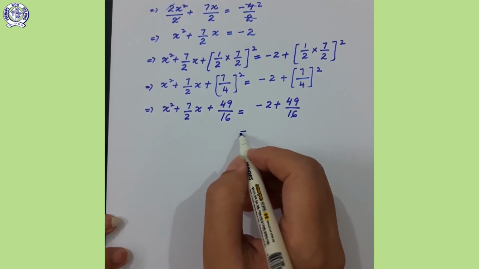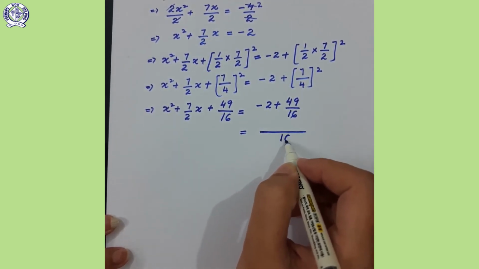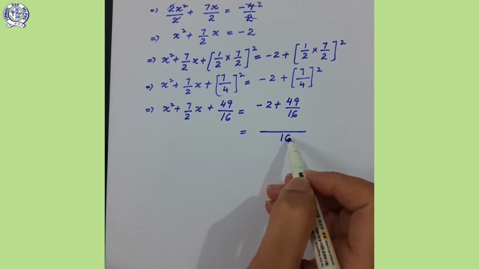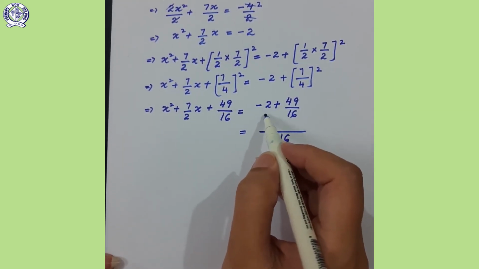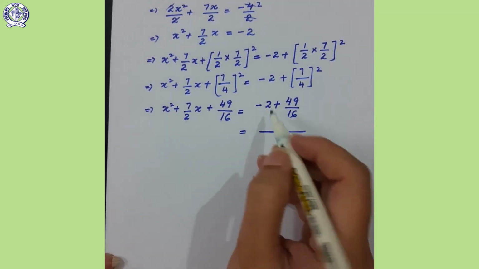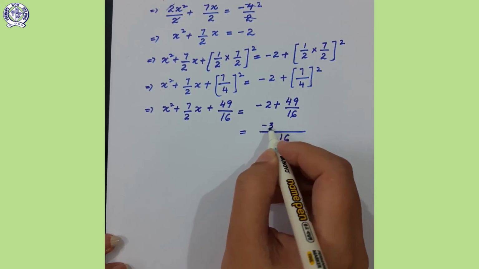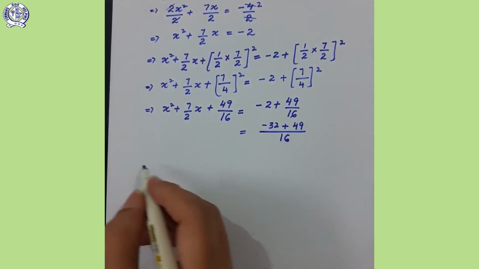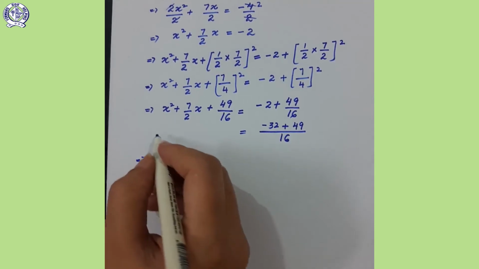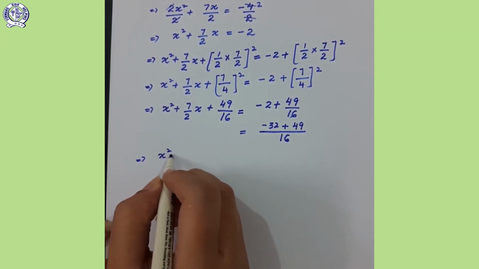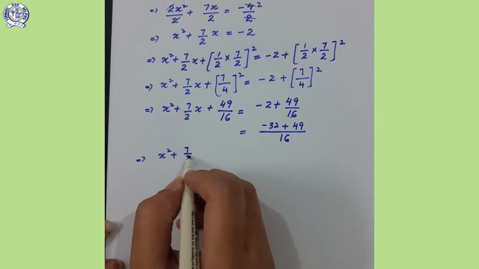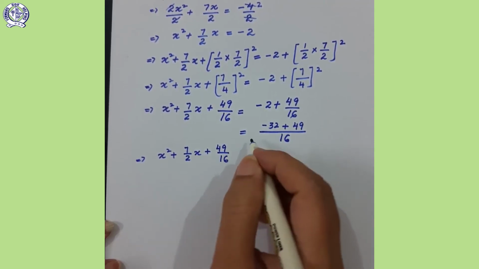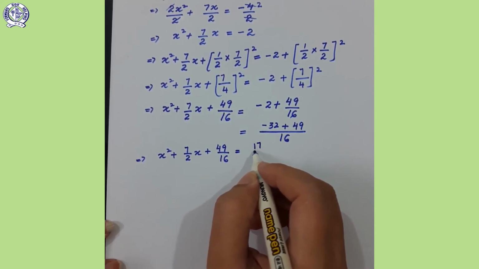Now you will solve this part. You will take the LCM 16, because there is a plus sign between them, so you cannot directly add. You have to take out the LCM, which is 16. It is understood that it is minus 2 divided by 1. 1 into 16 is 16 and 16 into minus 2 is minus 32, plus 1 into 49. So you will get x square plus 7 upon 2x plus 49 upon 16 equals 17 upon 16.